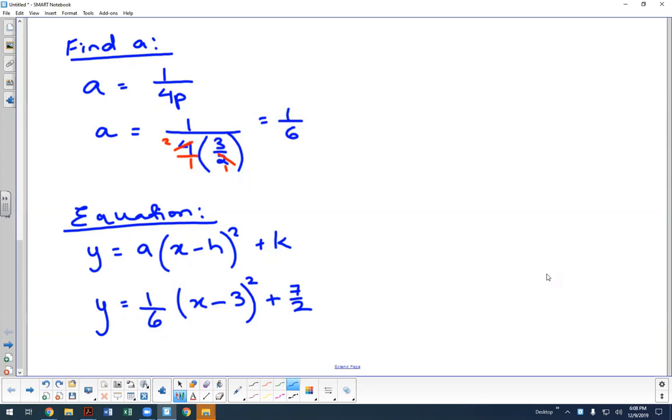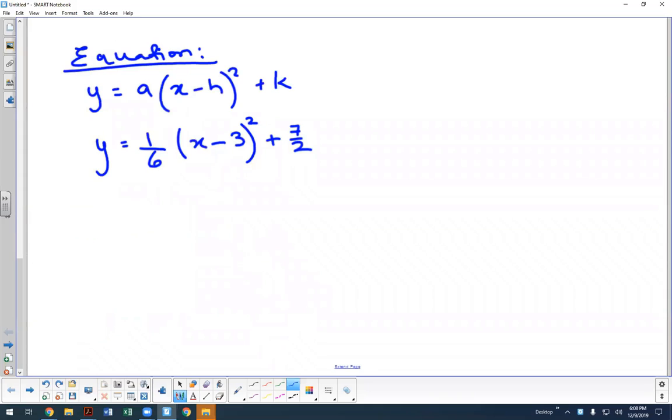And a is... so what's the step involved if we needed to convert this from transformation into standard, which is y equals ax squared plus bx plus c? Okay, if they ask you to convert it, the first thing we do inside the parentheses is FOIL. So that will end up giving us, what will that be? X squared minus 6x plus 9. And then the plus 7 halves at the end.